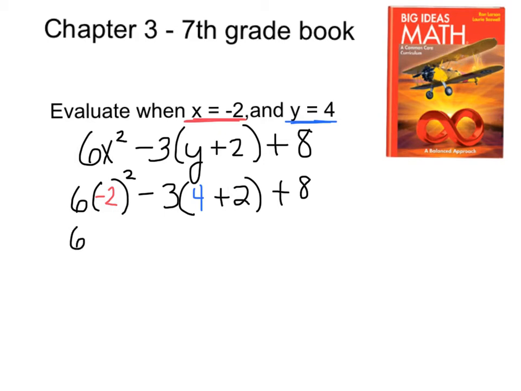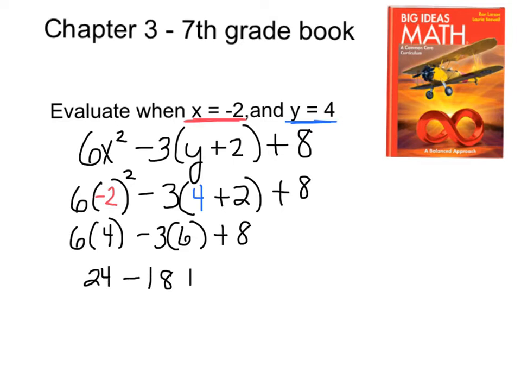We have to follow order of operations. -2 to the second power is 4. 4 plus 2 is 6. I now would multiply, so that would give me 24 minus 18 plus 8. I go left to right. 24 minus 18 plus 8 will give me 14. So the correct answer you should have gotten was 14.